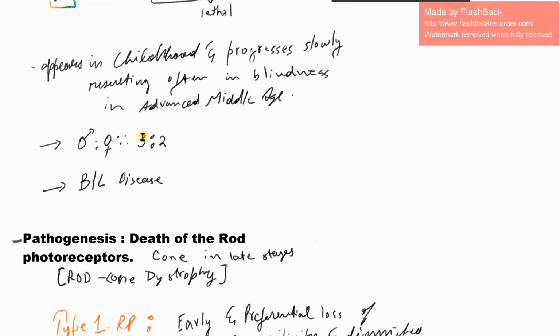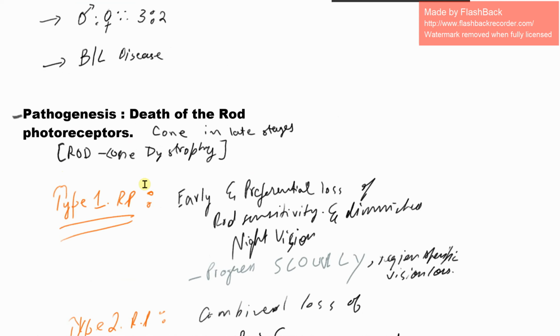Retinitis pigmentosa is seen to affect males more than females in the ratio of 3:2. Retinitis pigmentosa is a type of bilateral disease. Pathogenesis. In retinitis pigmentosa, there occurs death of the rod photoreceptors. Cone destruction also occurs, but in late stages. So retinitis pigmentosa is a type of rod and cone cell dystrophy.